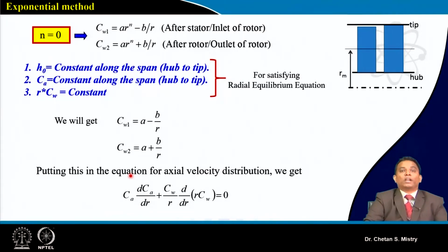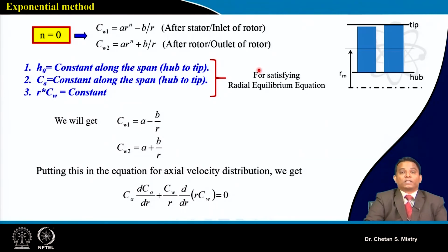Now let me move to the next. Suppose I consider n equal to 0. In this equation, that is my Cw1 and my Cw2. And as we have discussed, what is our requirement? I need to satisfy my radial equilibrium equation, and in order to do so, I need H0 equal to constant, my axial velocity to be constant, and Cw into R equal to constant. If these three are met, then we can say we are satisfying radial equilibrium.